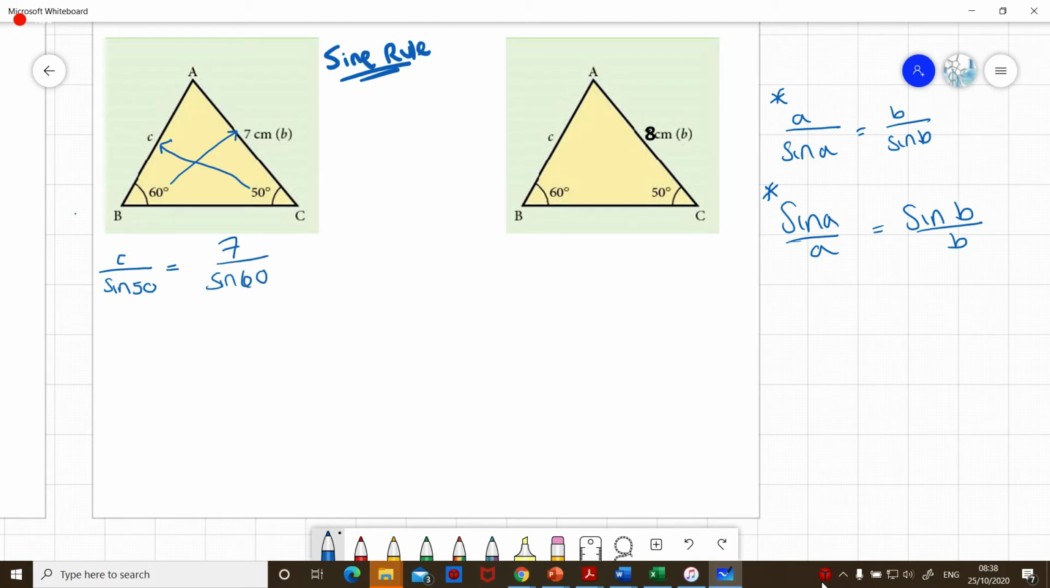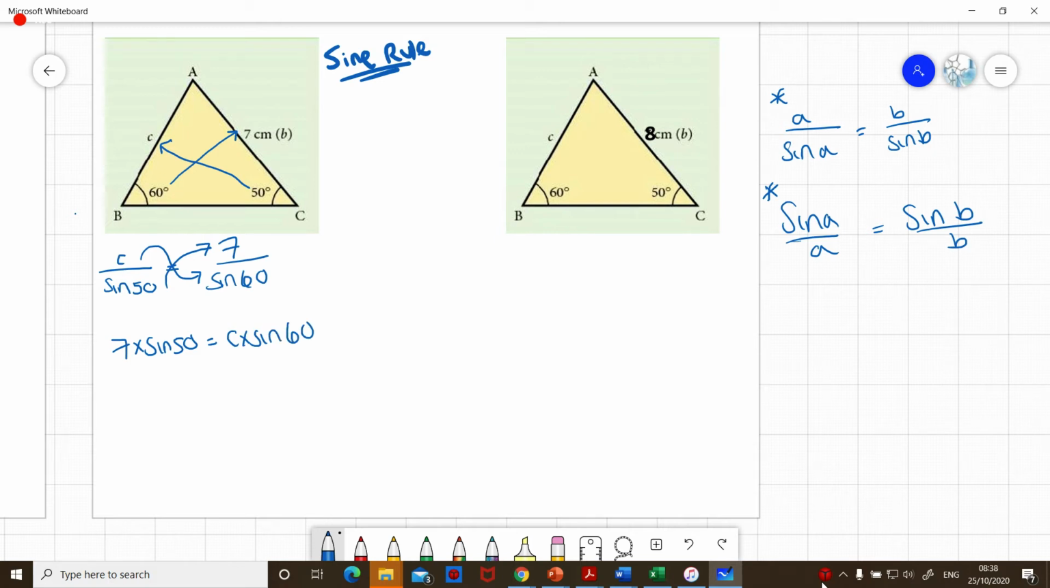So all we did here is divide the side with the angle and divide the side with the angle. So when you have two fractions, we can cross multiply. So this times this and this times this. So we're left with 7 times sine of 50 is equal to C times sine of 60.